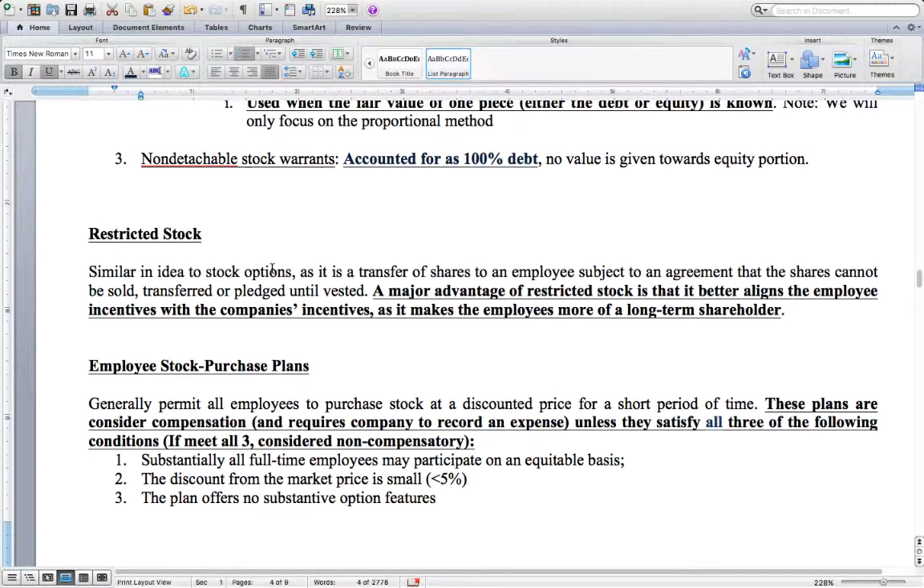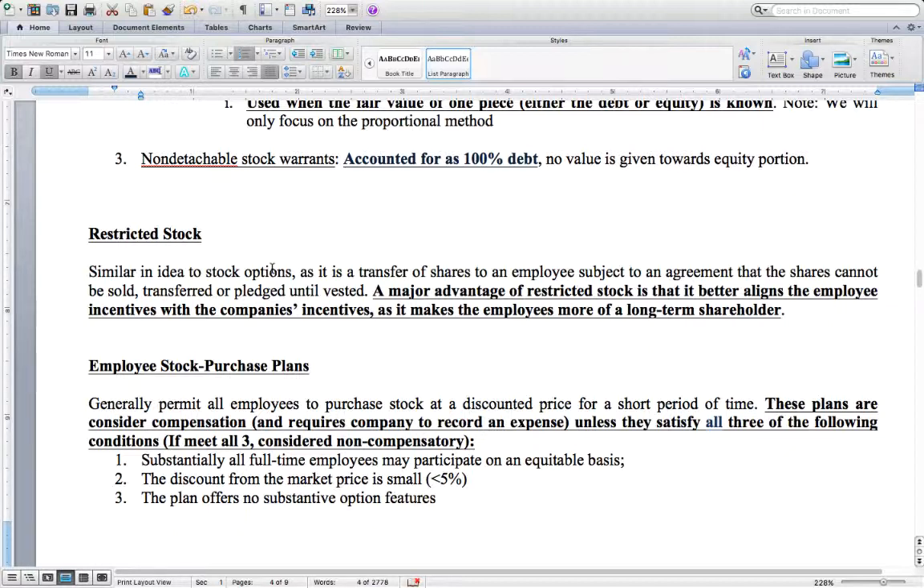Next, let's focus on restricted stock. This is similar in idea to stock options, as it is a transfer of shares to an employee subject to an agreement that the shares cannot be sold, transferred, or pledged until vested. This is a very important thing and a major advantage of restricted stock for companies, that it better aligns the employees' incentives with the company's incentives, as it makes them more of a long-term shareholder. Therefore, if I am at a company and on day one the company says we are going to give you 10,000 shares of restricted stock upon 5 years of service.